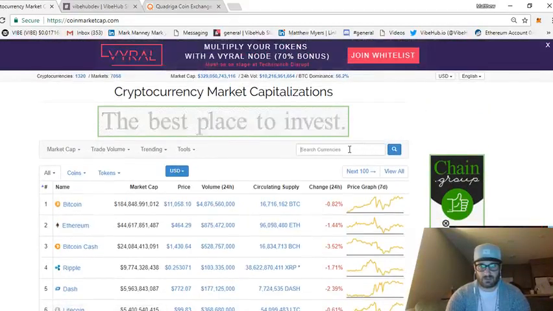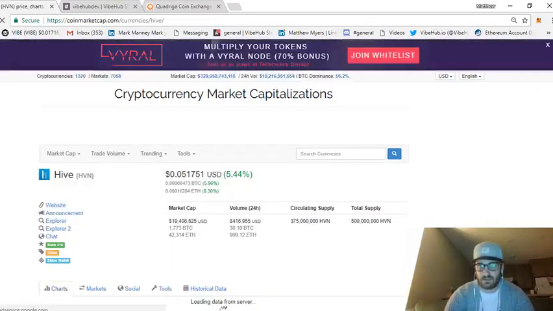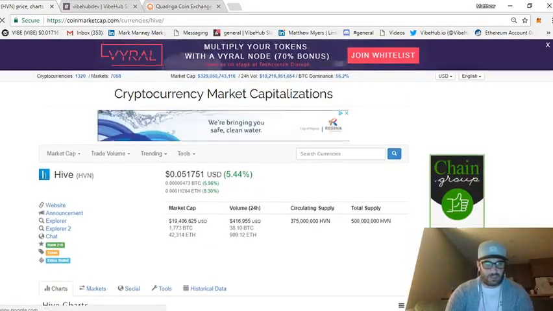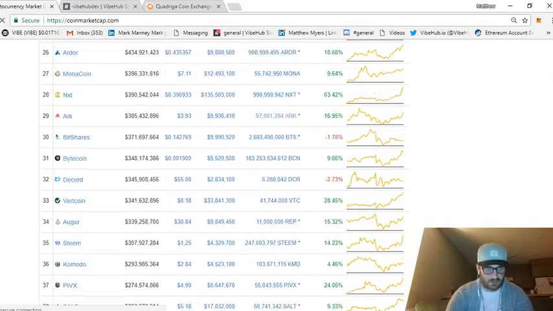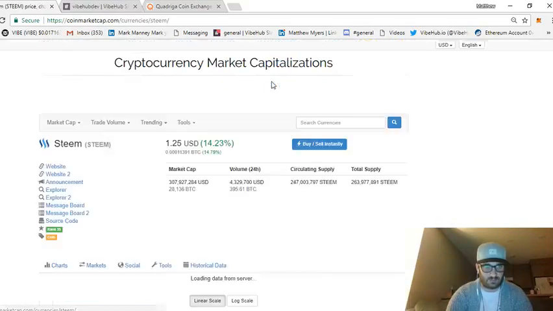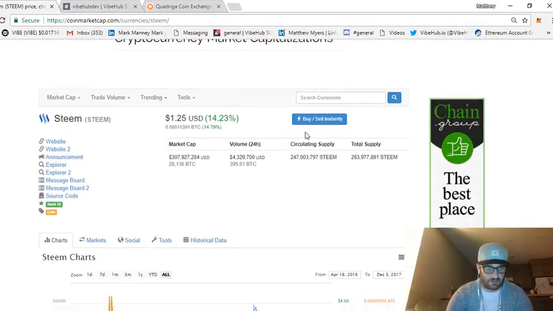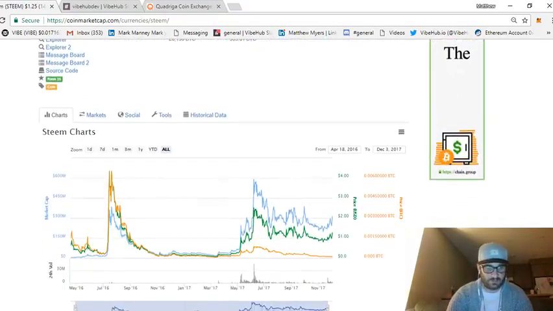So I'll just show something. This is what I'm looking into right now. Let's just go back to all. So let's say you're going through, you're checking things out. You want to look into Steem, for example, and then you'll see here their website, secondary website, announcement threads, and then you see their chart.